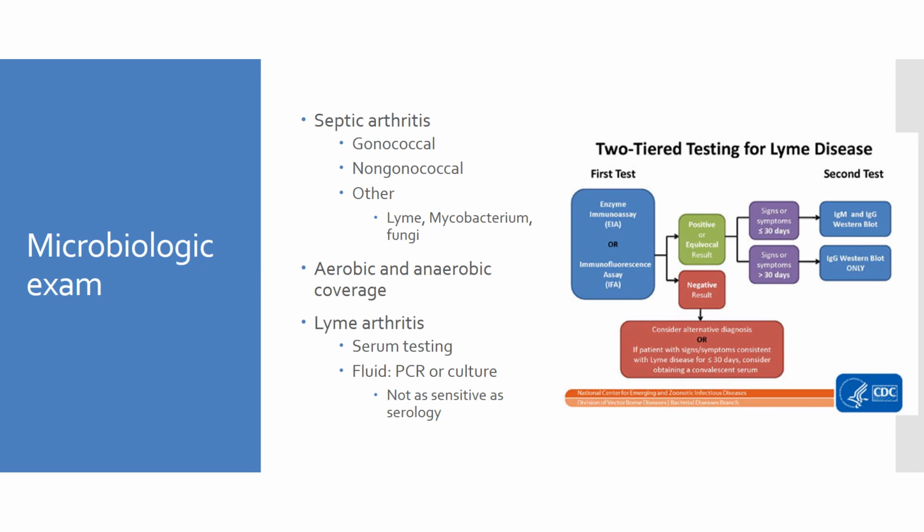We should always start with serum testing, okay? Because if they do have Lyme arthritis, they will have an antibody response in their plasma that will be there. So we do a screen, which is usually an ELISA or an IFA, and then we confirm that with a Western blot for the IgG and the IgM.